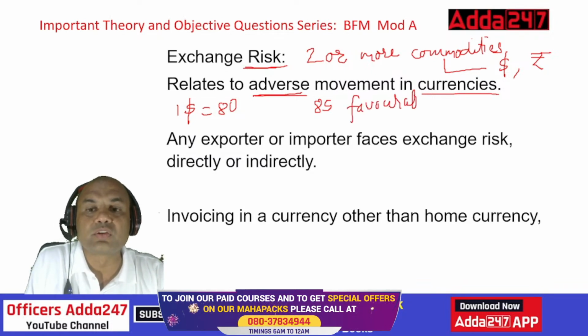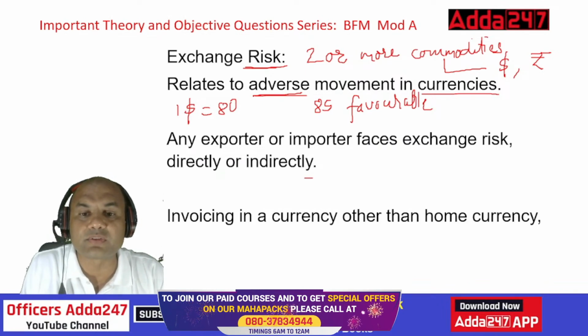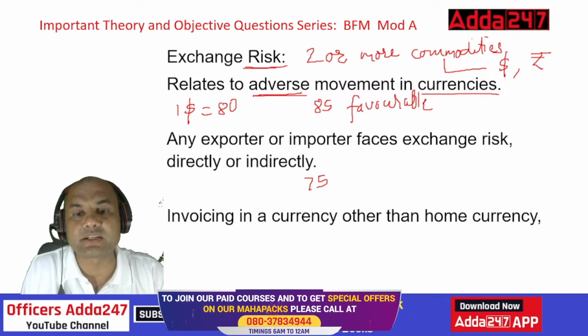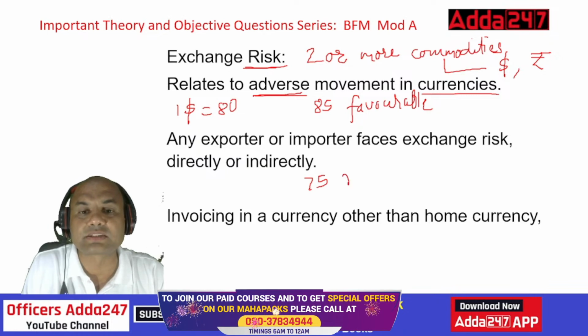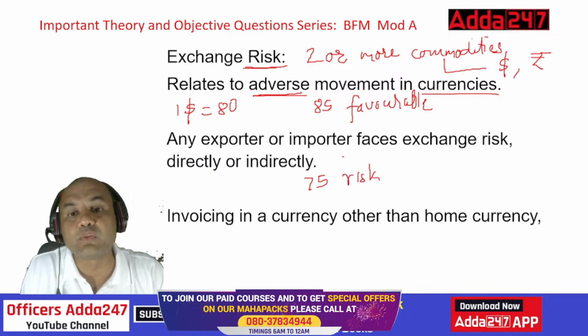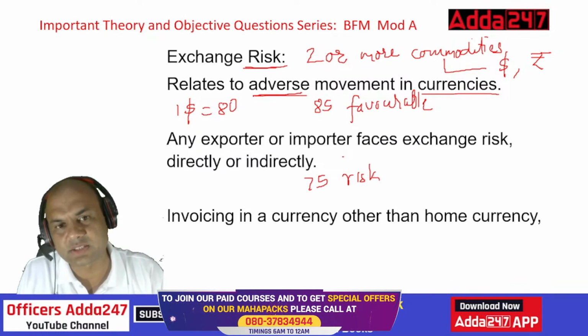So what is unfavorable then? I bought it at 80 and now the dollar goes to 75. Now that is unfavorable because I bought it at 80 and now it is at 75. So this is unfavorable risk. This is the risk. See here, that's why it said relates to adverse movement in the currencies. If it's a favorable movement, then it's not a risk.